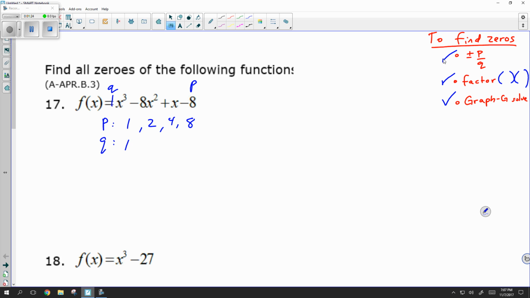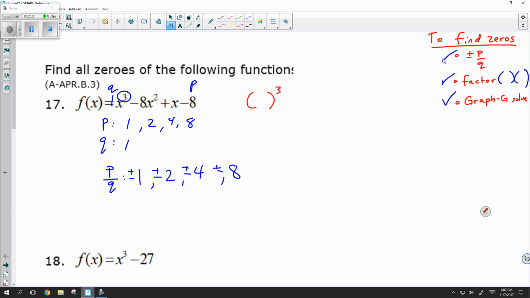So we list the possible factors of P over Q, using every possible combination of P on top of Q. So it's 1 over 1, that's just 1. And then 2 over 1, that's 2. 4 over 1, that's 4. And then 8 over 1, that's just 8. Then we go back and put a plus and minus on all of them. So what ends up happening here is, if this is x to the third, that means we could have up to three zeros.